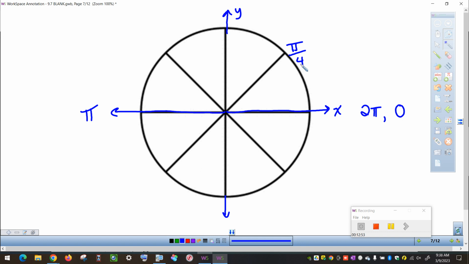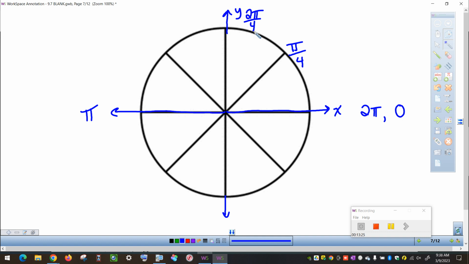So if I were to start down here and go all the way up to the top, I can see that I've traveled 2 of those sections. So I've gone 2 pi over 4 radians. I'll label it 2 pi over 4 here on the top.